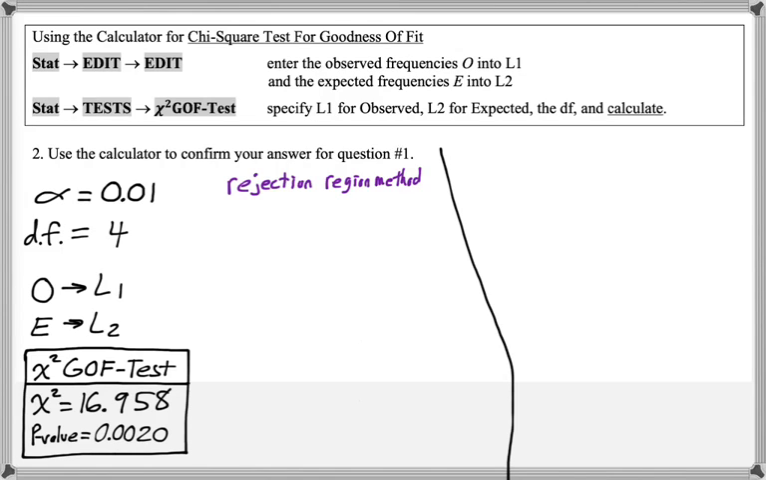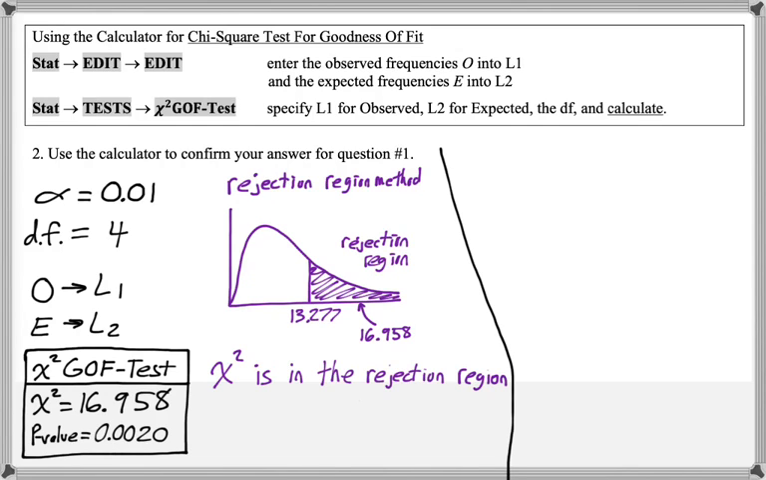So if we use the rejection region method, our picture would look like this. And chi-squared is in the rejection region, so we would reject the null hypothesis. And this is consistent with what we got on question 1.